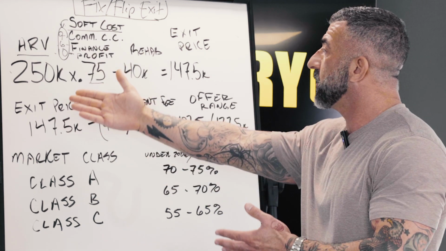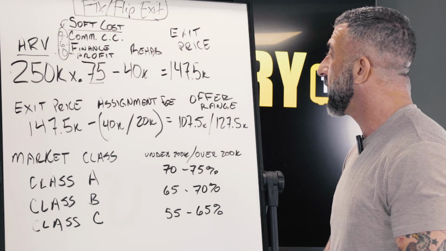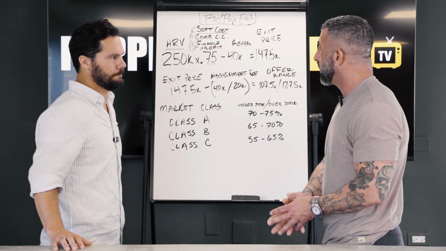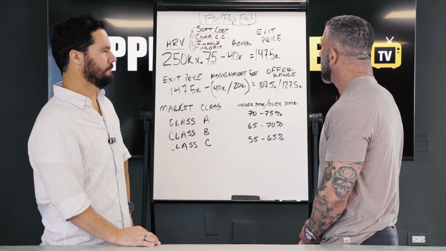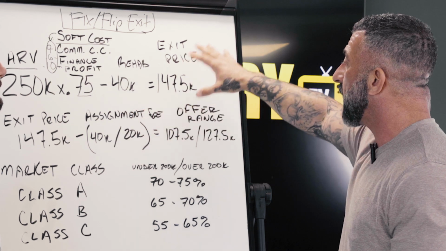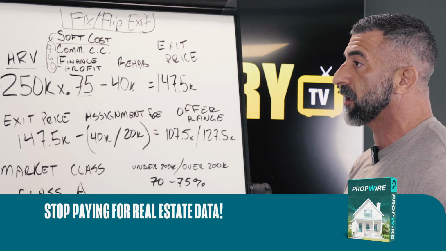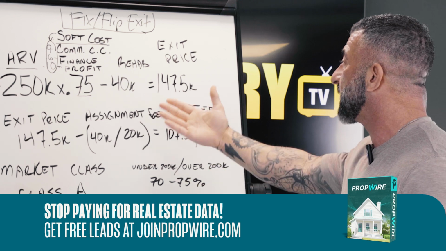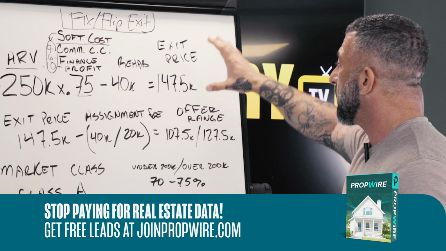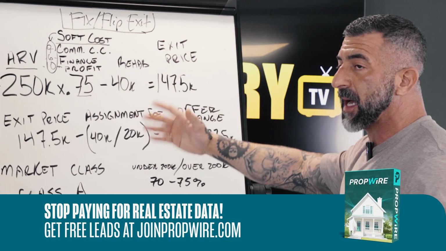So in this scenario, $250,000, we're going to leave 25% gross profit in for the flipper, and a typical rehab, $40,000 is what we came up with. That's going to be variable too. So after the soft costs and the rehab, we now know this is a good deal to our investor, our flipper, at $147,500, right?